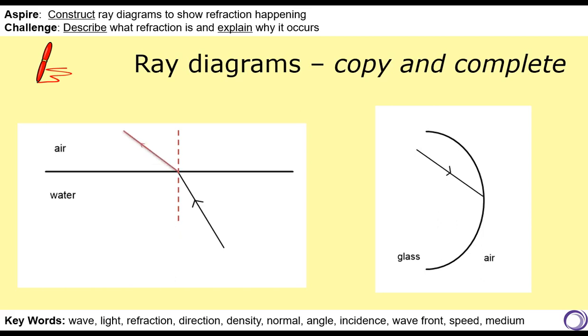And then in the last diagram here, slightly more complicated because the boundary is actually curved, but you just need to focus in on the point where the light hits the boundary. So our normal, we are going to draw horizontally there, so perpendicular to an imaginary tangent at that point where the light hits the boundary. Now the light is moving from glass into air, so it's going from a more dense to a less dense medium. So again, it is going to move away from the normal as it crosses that boundary.